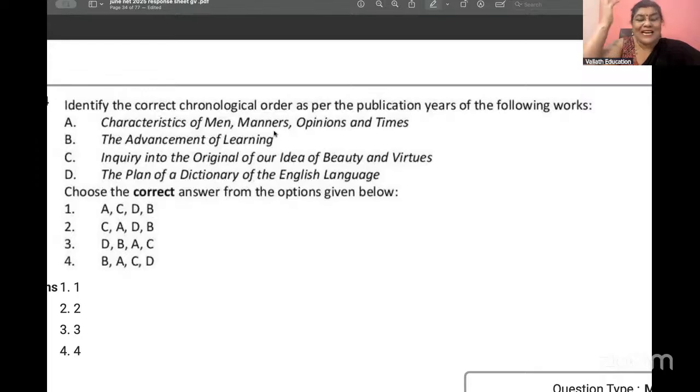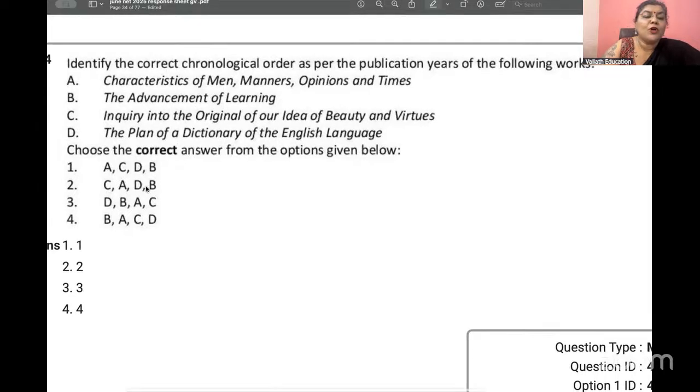Characters of Men, Women, I don't know. Men, Manners, I don't know. Advancement of Learning, I know, Bacon. Inquiry into Original, blah, blah, blah, I don't know. The Plan of a Dictionary of the English Language, I know. Dr. Johnson, that is the preface to Dr. Johnson's Dictionary. So B should be before D. For sure, B should be before D.